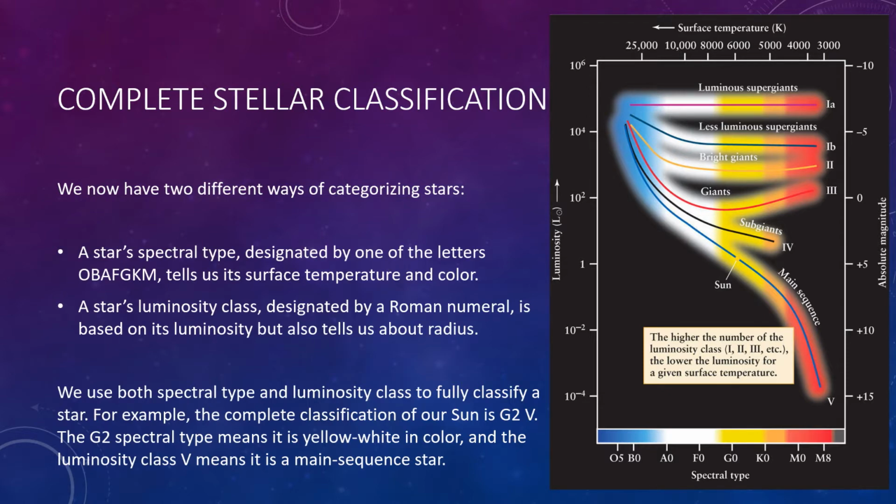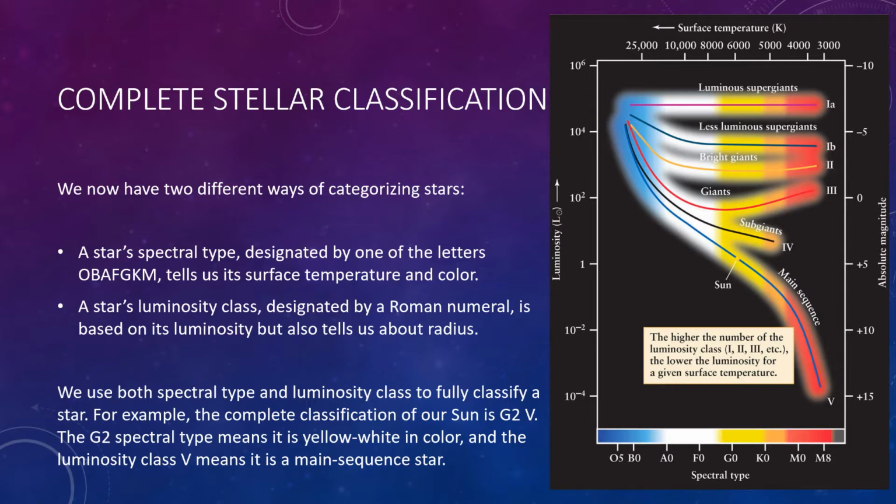So now we have a complete way to classify stars. We can describe two different ways of categorizing them. First, a star's spectral type, designated by one of the letters O, B, A, F, G, K, M, tells us about the surface temperature and color. Again, O-type are the hottest and bluest, whereas M-types are the coolest and reddest.